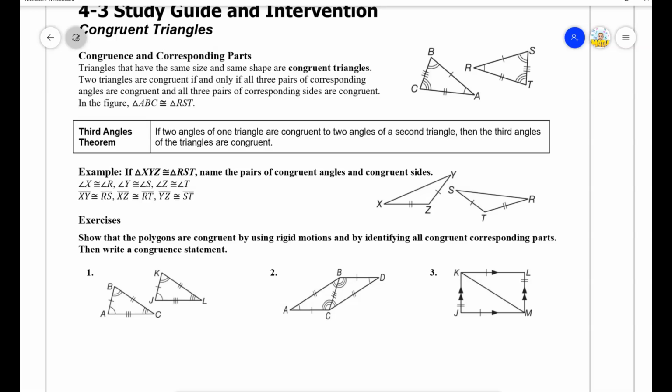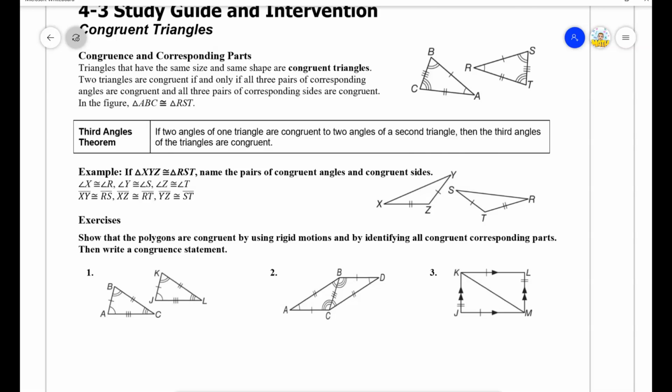The other piece of this is our third angle theorem. We know that the angles in any triangle add up to 180 degrees. So as soon as I know that I have two angles in one triangle that are equal to two angles in another, then I know all three angles are equal in those two triangles. They have to be by subtracting the two angles that we have from 180 degrees.